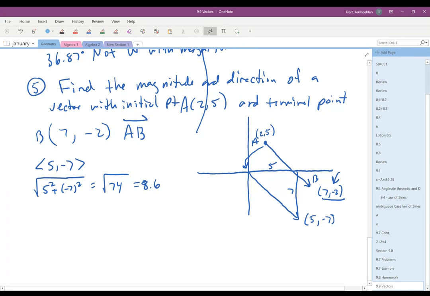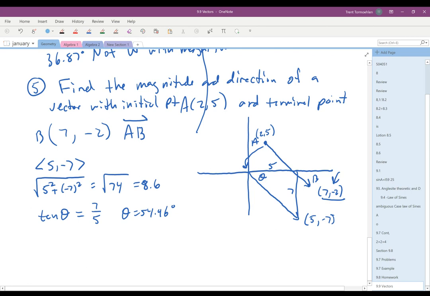8.60. And then the direction is just going to be the tangent of the angle. Remember, it always just turns out to be the absolute value of the y over x. So the tangent of the angle equals the y, which is 7, over the x, which is 5. And so we do the inverse tangent of 7 over 5, and that gets us 54.46. So theta equals 54.46 degrees.